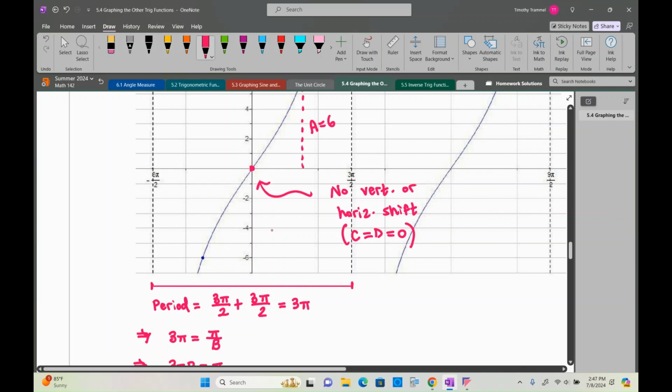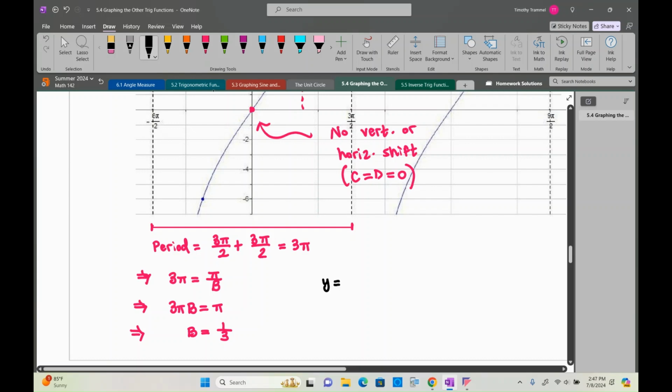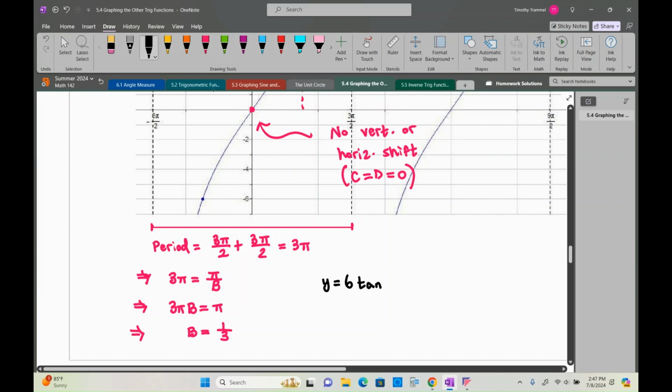Okay. So when we go to write our final answer here, it should be y equals A. And so our A we said was 6 because we had that vertical stretch by a factor of 6. We're working with tangent. Our B is a third. And then there is no C, so I'm not going to write x minus C. I'm just going to write my x in here. And then there is no D. I don't need to write plus 0 either. So this would be our final answer for this one.